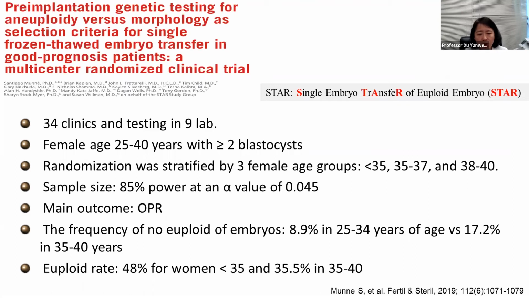Randomization was stratified by 3 female age groups, that is less than 35 young age group, 35 to 37, and 38 to 40. The main outcome is ongoing pregnancy rate, and the frequency of no euploid embryos was 8.9% in the young age group versus 17.2% in 35 to 40 years. And the euploid rate was 48% for women less than 35 and 35.5% in the 35 to 40 years age group.